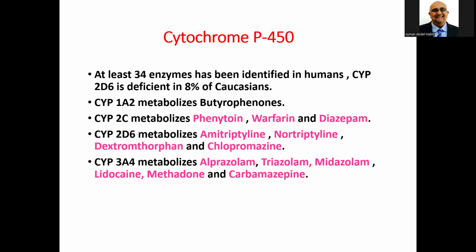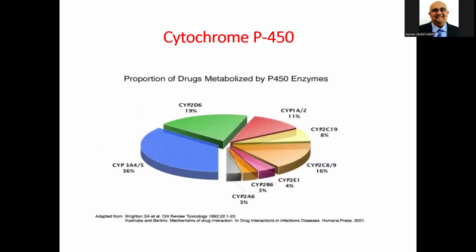This is the cytochrome P450, and how they metabolize different drugs. I want to mention that there is one form of the CYP450 called the 2D6, and this is deficient in 8% of Caucasians, and thus these guys might have trouble taking codeine. The most famous is the 3A4, followed by the 2D6, and then 1A2 and 2C19, 2C9, and 2E1, and so forth.